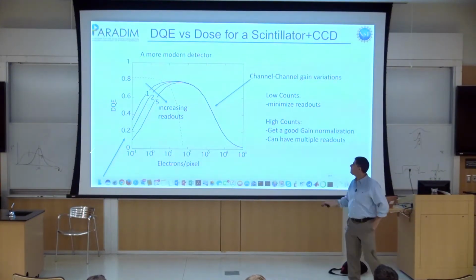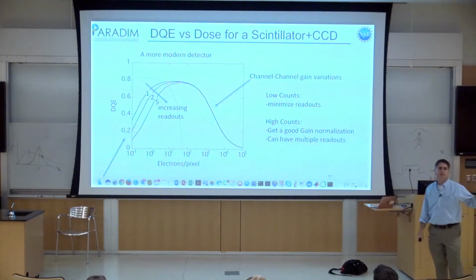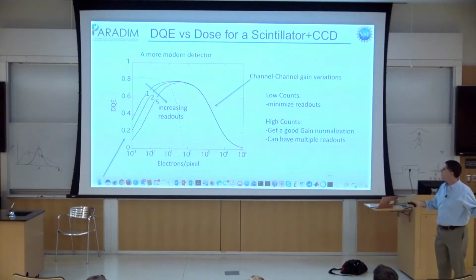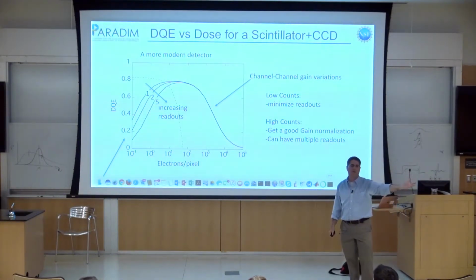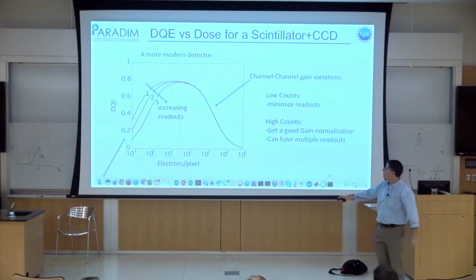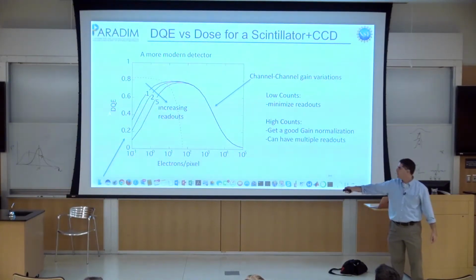So the lesson is the modern CCDs are really, really good for very intense beams, but they're not that great at very, very low count rates. So if you're a biologist, and a biologist can only put a couple of electrons per square angstrom on a sample, you're going to be very unhappy down there. Biologist is going to work over there, or maybe even down there, and you're not going to be very happy.